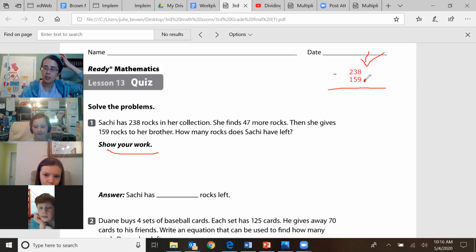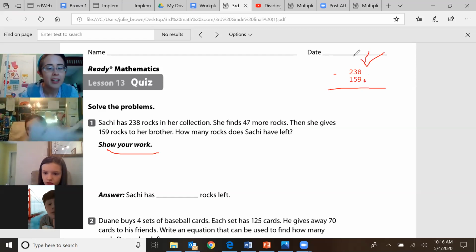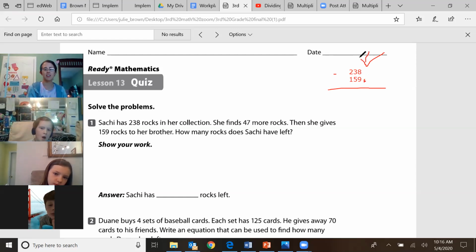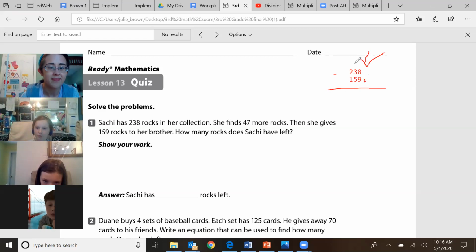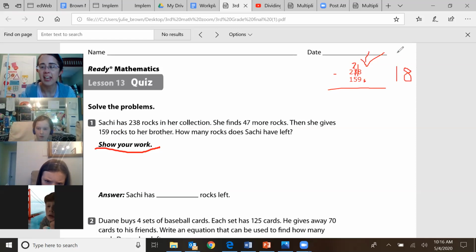So let's make sure we show our work. If I go into the tens place, how many tens in 238? 3. So if I borrow one, I'll just have 2 left over. We'll bring 10 on over. So the 8 becomes what number now? 7. No. The 8 becomes 18. See how I started with just an 8 and then I brought it over?